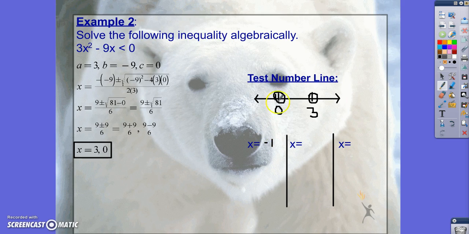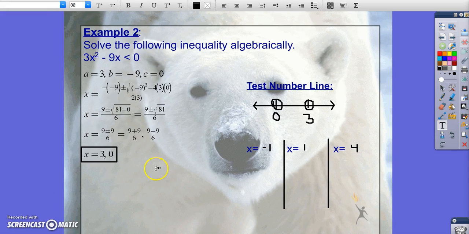I'm going to go -1. Between these, I'm going to do 1. To the right, let's do 4. All right. So once again, we plug those into the original and see if it's true or false.